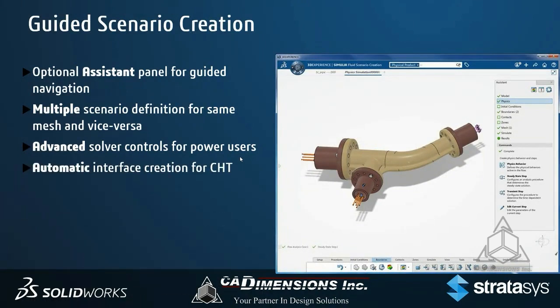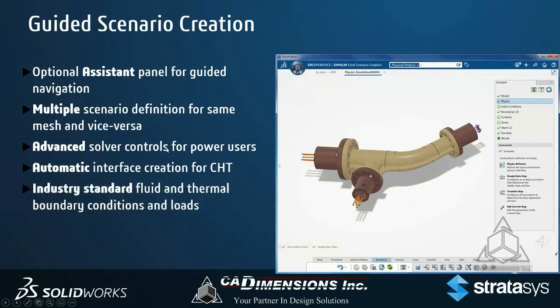The automatic interface creation for CHT, which is conjugate heat transfer, is really, really nice. The desktop solution does this as well. It creates the interfaces between solid and fluid for us. So we can go ahead and take a look at things like convection, conduction between solids, radiation, if we wanted to include the effects of radiation in our analysis. Everything like that is done automatically in the background thanks to this assistant.